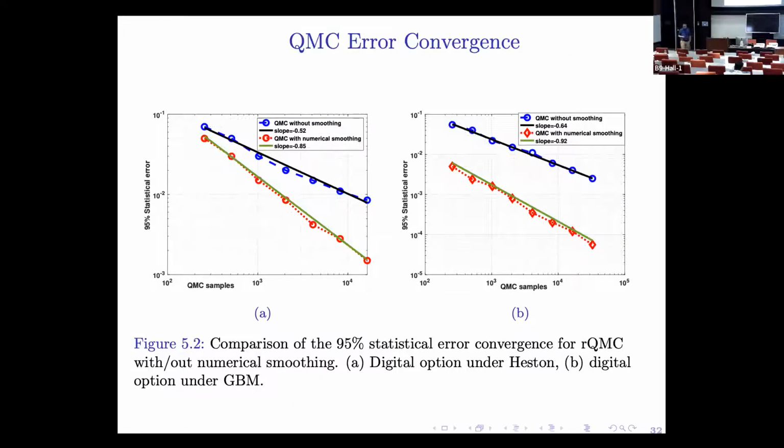Okay, how does this affect the quasi-Monte Carlo? Here we consider 2 examples. The first one is digital under Heston, and the second one is digital under GBM. You see basically that without smoothing, you get the worst rate, which is 1/2. And by doing this numerical smoothing, you get a much better rate, close to 1. This is maybe a numerical artifact, but maybe if you go asymptotically, you can get even the optimal rate. The same observation holds for the digital option under the GBM model. So consistently, we have seen that the numerical smoothing also improves the performance of the quasi-Monte Carlo method.